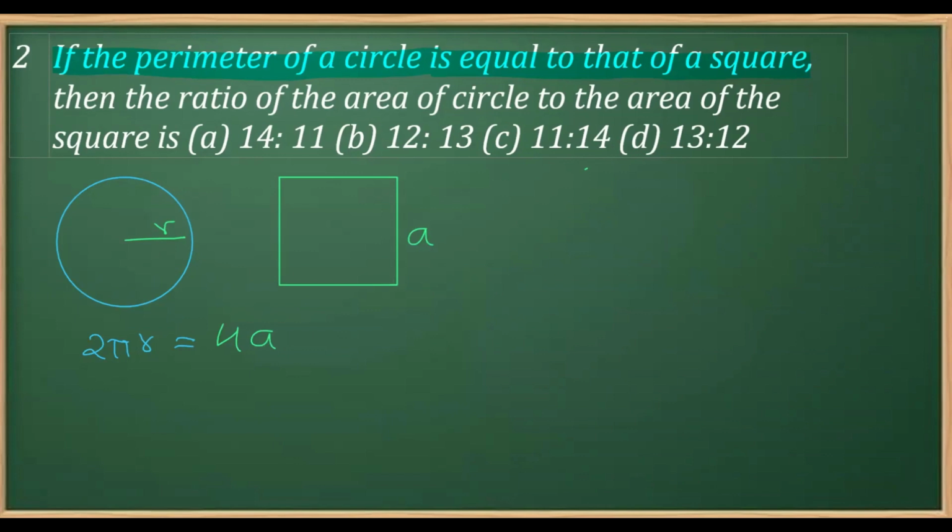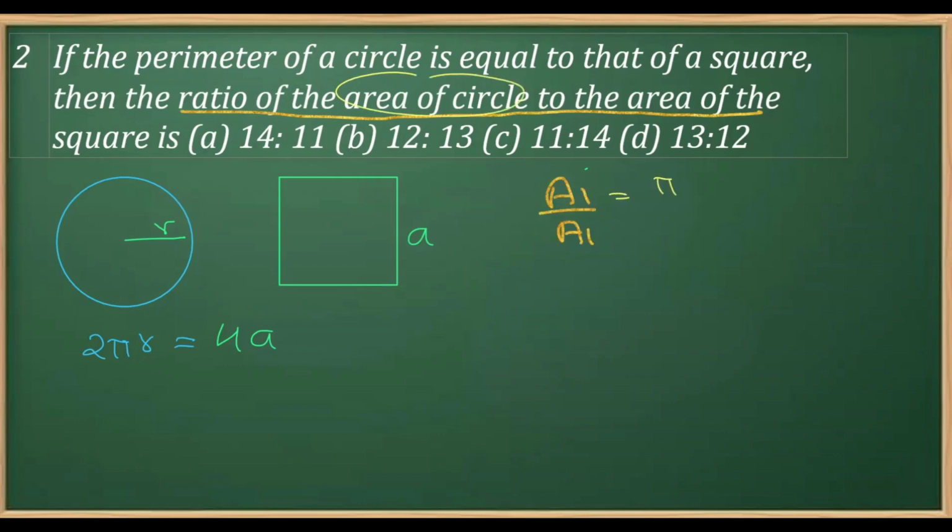Now, the later part of the question asks us to find the ratio of the area of the circle to the area of the square. Let's say A1 over A2, A1 representing the area of a circle, which is pi r square, and the area of a square is side square, that is a square. So from here we need to get the r over a ratio. That's why I'm reducing it like this.